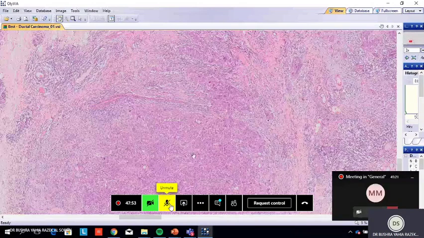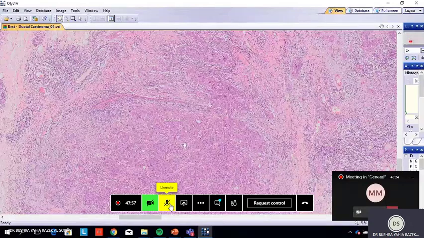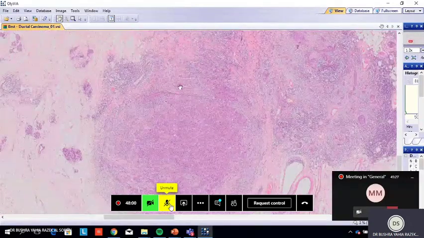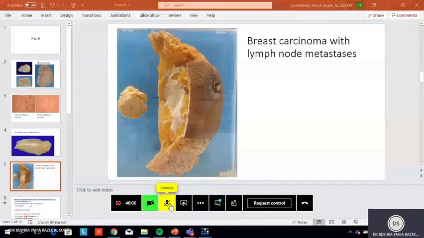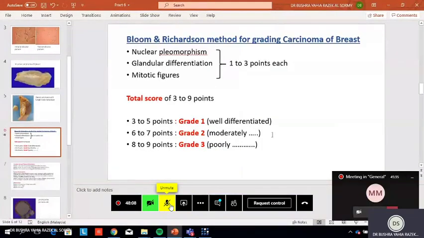Maybe here. Less than 10 even, according to this tumor. So which points do we have? Remember, I can show you this one. Remember how we grade according to nuclear polymorphism, glandular differentiation or tubule formation, and mitotic figures. Remember we said 3 to 5 to 9 points.